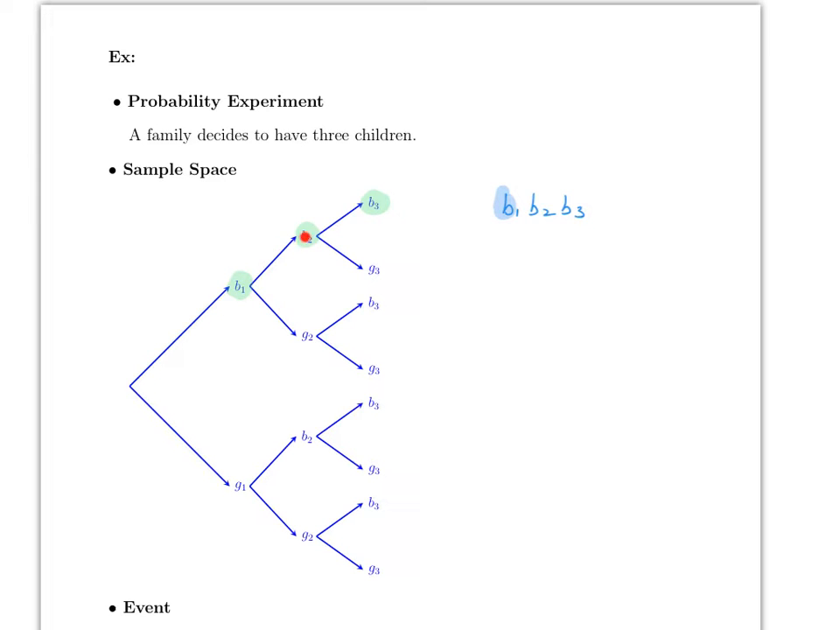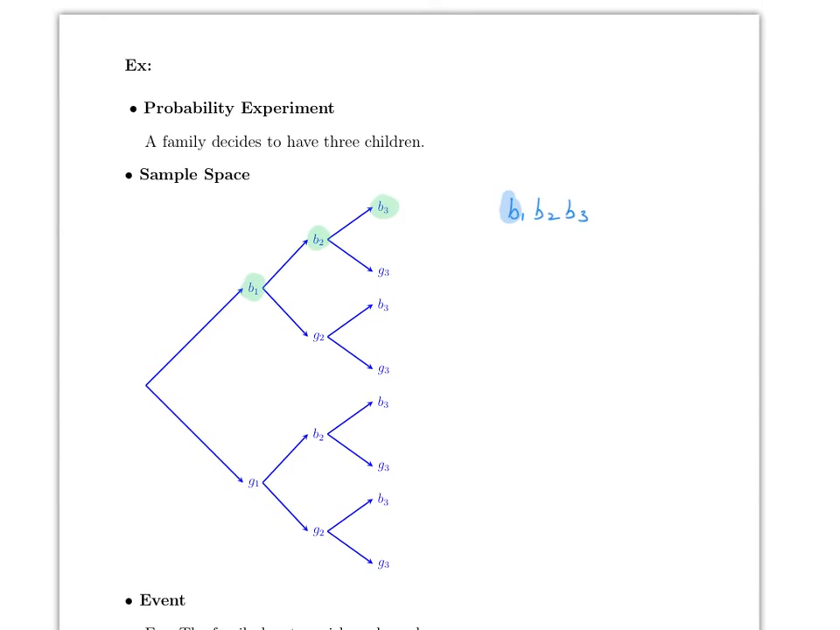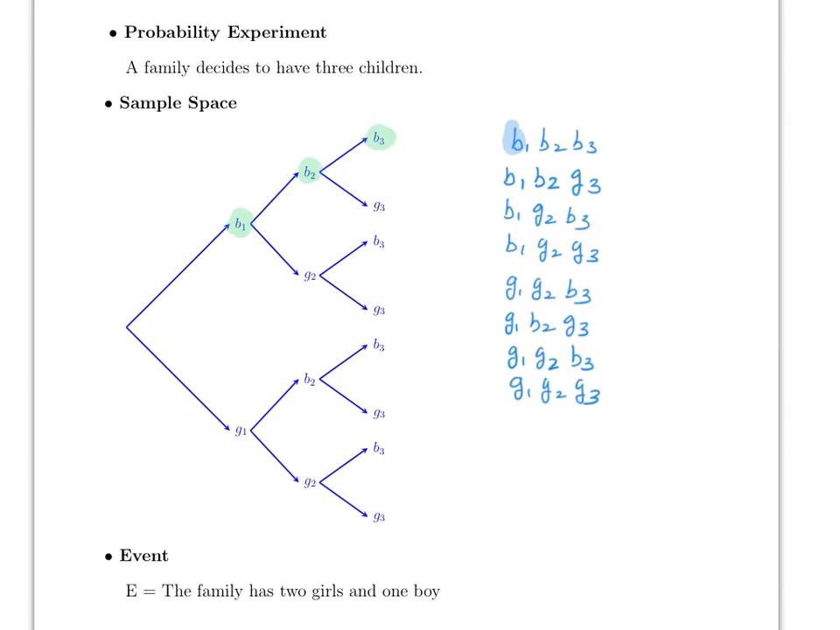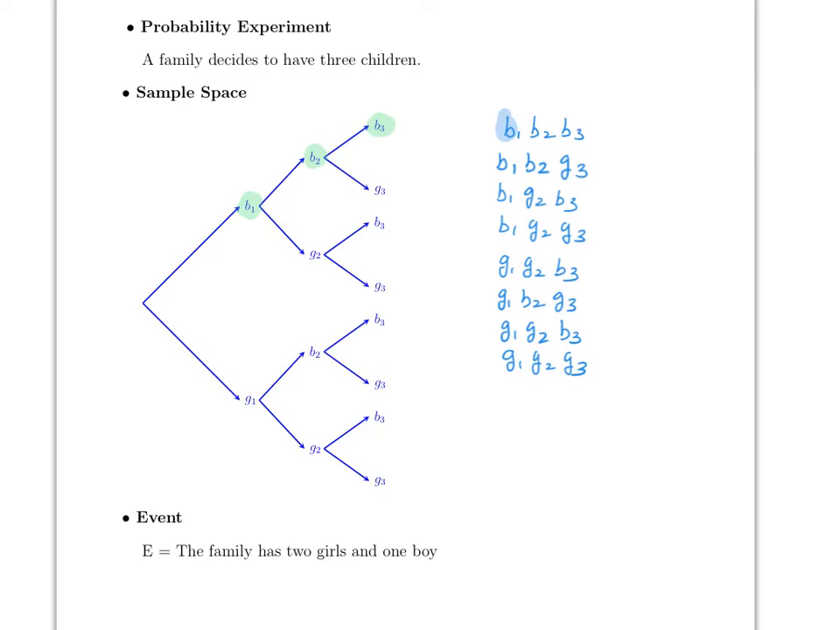Another outcome will be this, which means the first one is a boy, the second one is a boy, but the third one is a girl. So if you continue this way, this is what you get. You should stop the video and check by yourself that these are all the outcomes. As you can see, the total number is 8 outcomes. So therefore, if a family has 3 kids, there are 8 different outcomes.